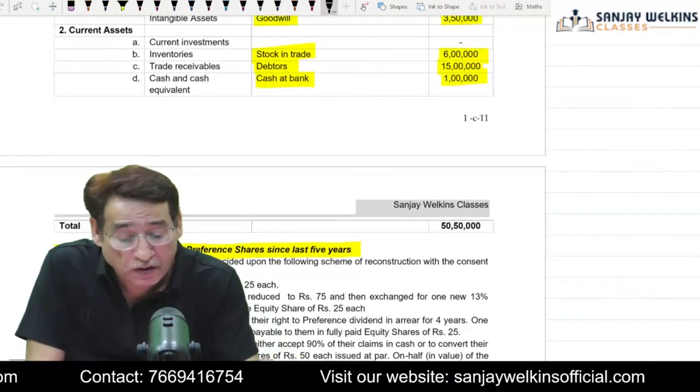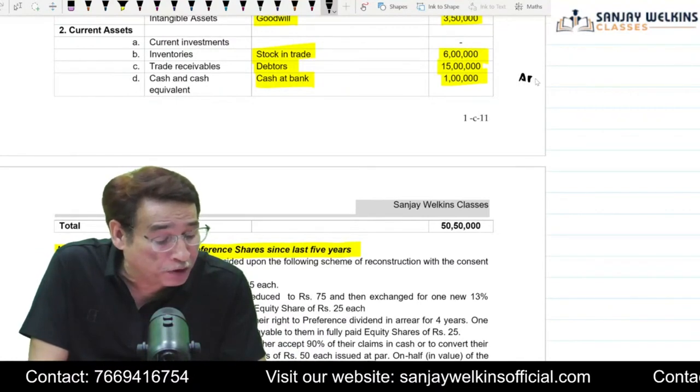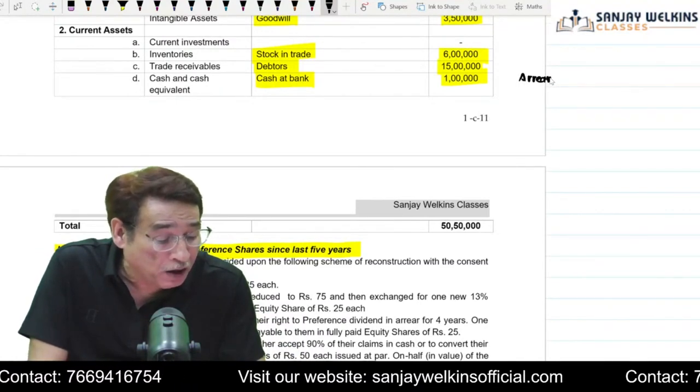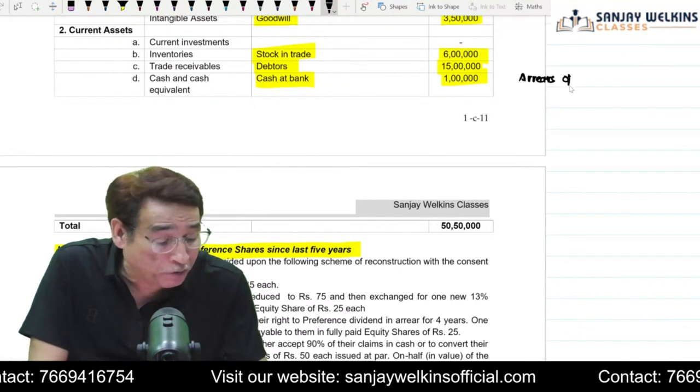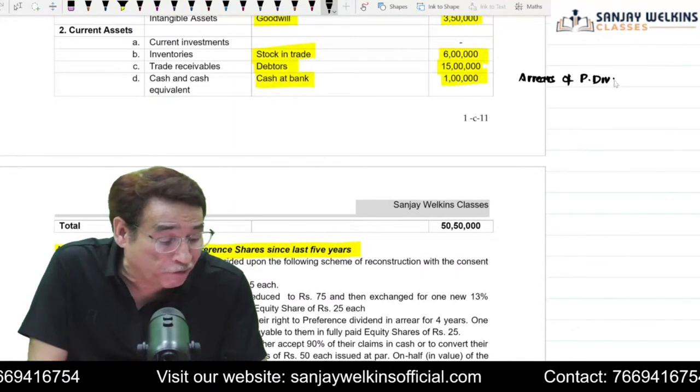As we discussed a lot last time, first of all, in your rough work somewhere, you compute the arrears of preference dividend. If I would ask you what will be the amount of arrears of preference dividend, you should be in a position to give me the answer within a flick of a second.